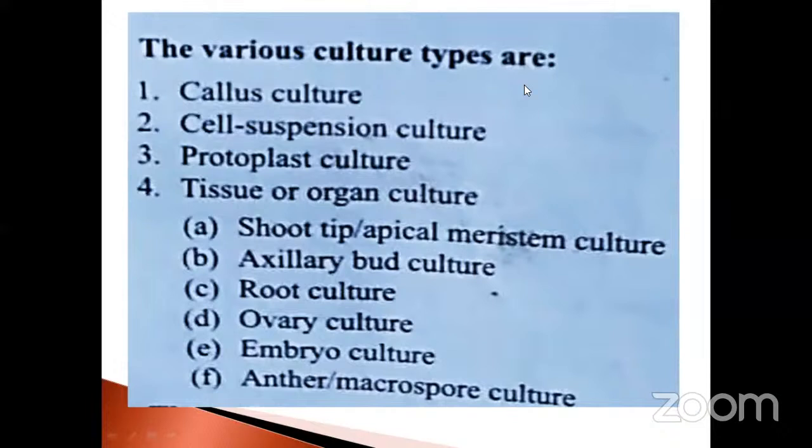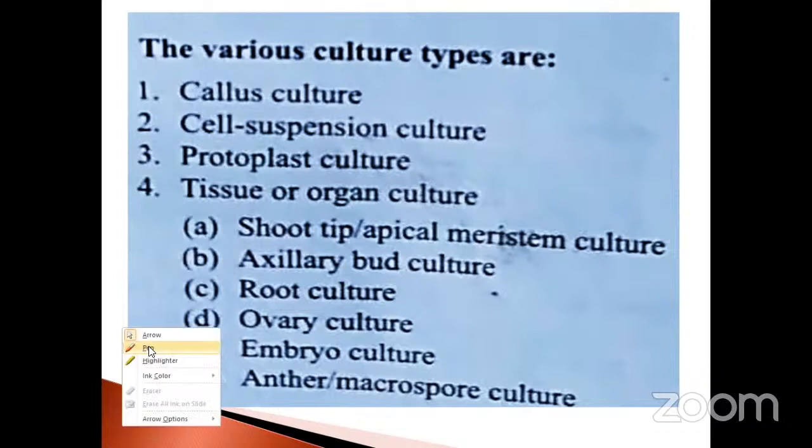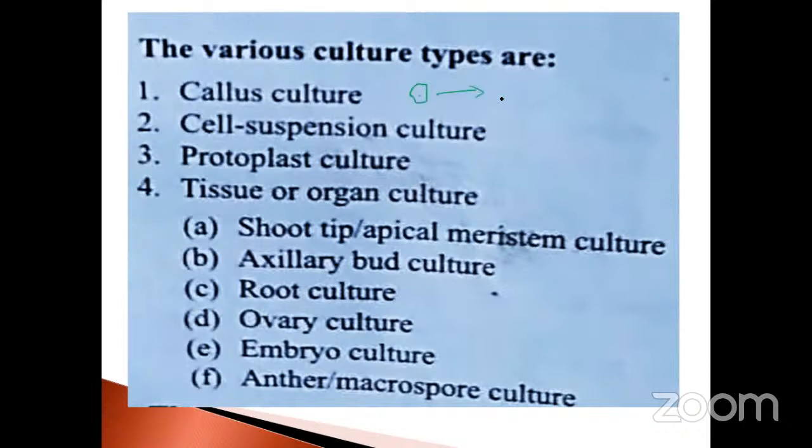The culture types: first of all, callus culture and cell suspension. I told you, callus is nothing but a single cell. Just imagine there is a single cell growing into a mass of cells. This is called callus culture.